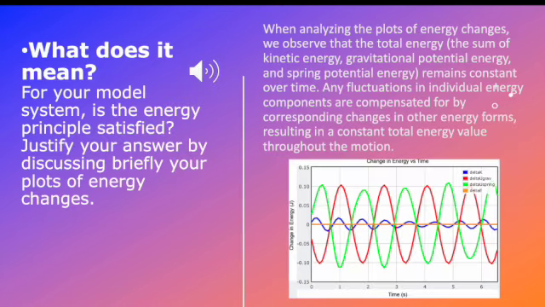For your model, is the energy principle satisfied? Yes. When observing the plot of energy changes, we observe that the total energy remains constant over time, and any fluctuations in individual energy are compensated by corresponding changes in energy forms. For example, how delta U spring and delta U grav coexist with each other, and that delta K is also in there, but delta E, which is the orange line, is always constant.